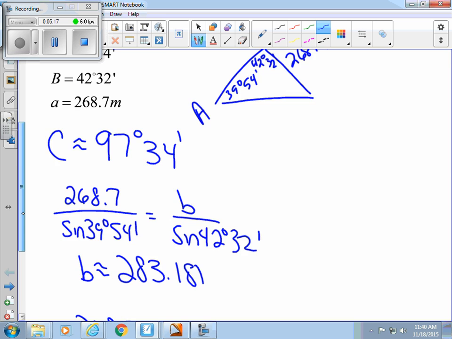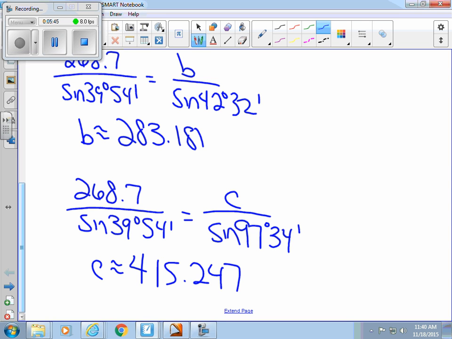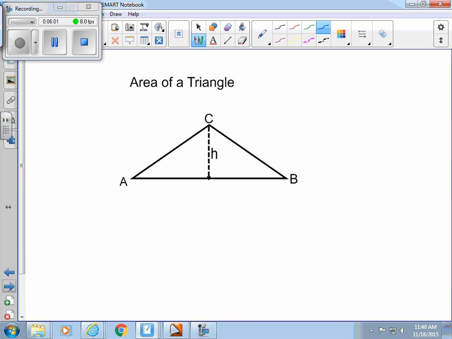Okay, sine of, and I'm doing C, so 97 degrees, 34 minutes. What is side C? 400 what? 23 is what I got. Oh, it's points. Alright, not calculating. I got 415 just here. Okay, any questions about that one? 400 what? Let me see your calculator. Try it again. See if you still get it.